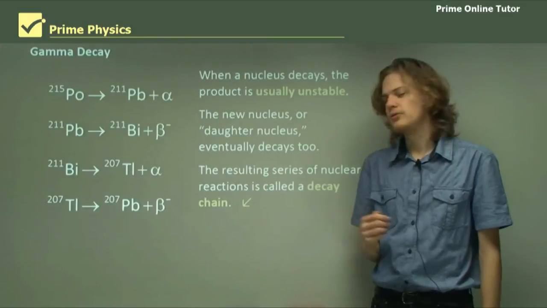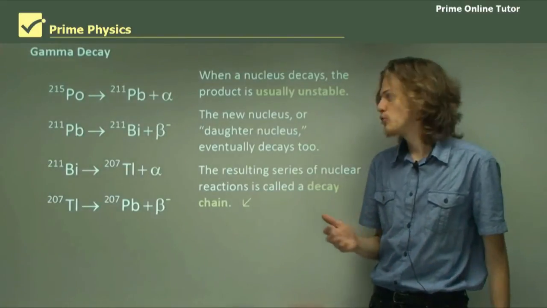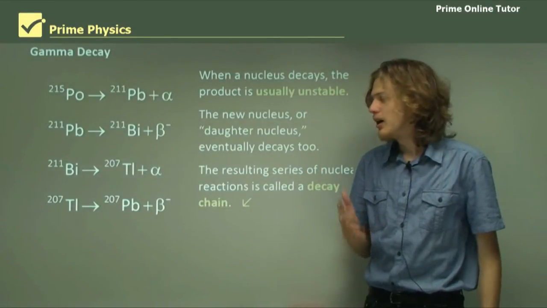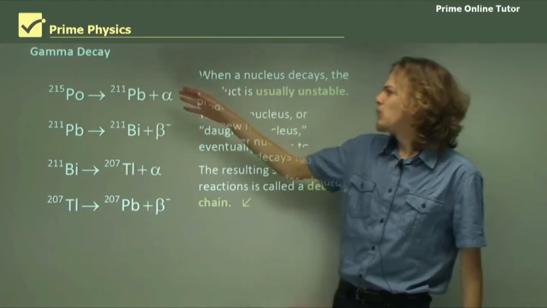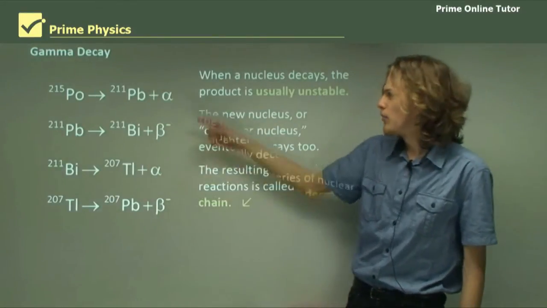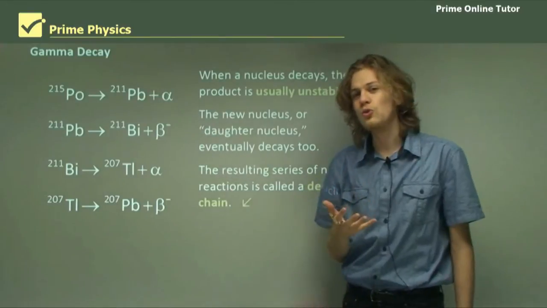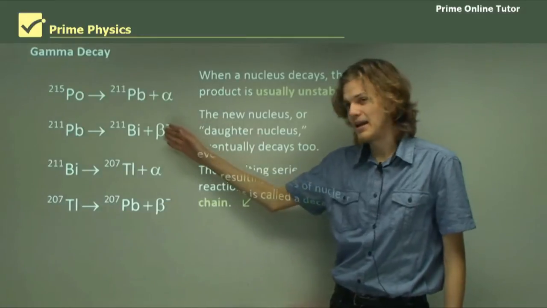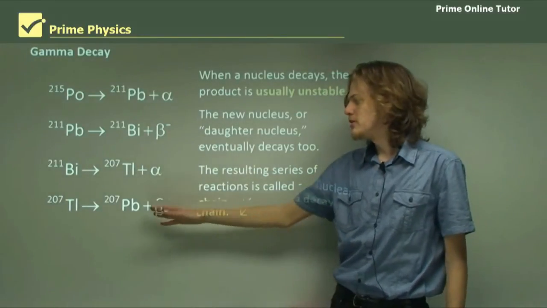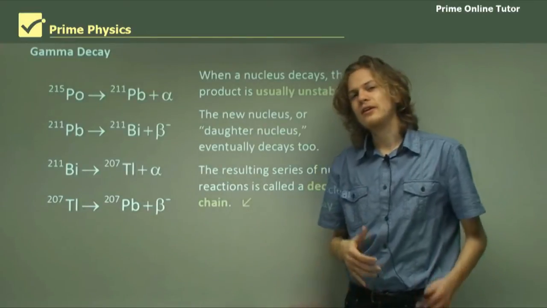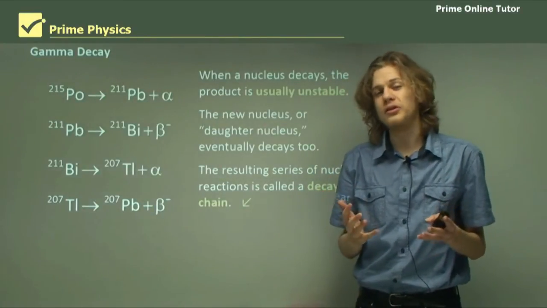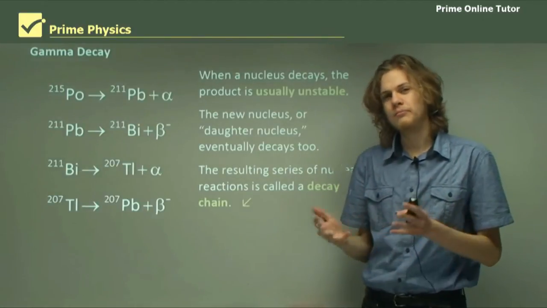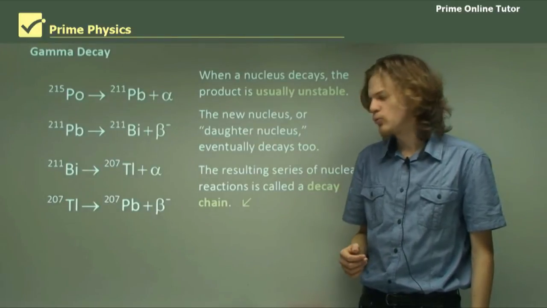The resulting series of nuclear reactions is called a decay chain, because we can see that all of these reactions are chained together. It's worth pointing out, I think, that we have lead appearing twice, but the first time it appears, when we have lead 211, it's an unstable isotope of lead, and so it will decay into bismuth over here. But when we reach lead 207, this is in fact a stable isotope of lead and will not decay further. So that's the end of the theory. We've gone through all three different types of radiation. Let's quickly go on to some questions.